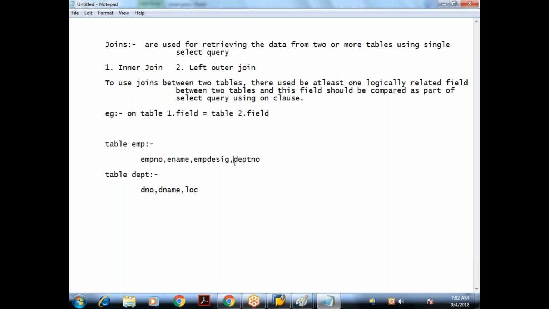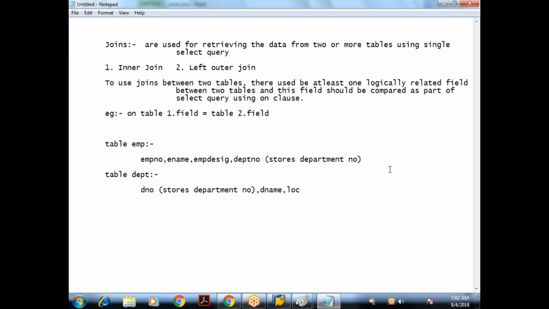So here the field name is department number. What is the purpose of this field? It stores department number. In the department table also, we have a field D number. This also stores department number. So even though the field name is different, here it is DEPT number, here it is D number, the purpose of the field is the same. Both the fields will store department numbers in the respective tables.